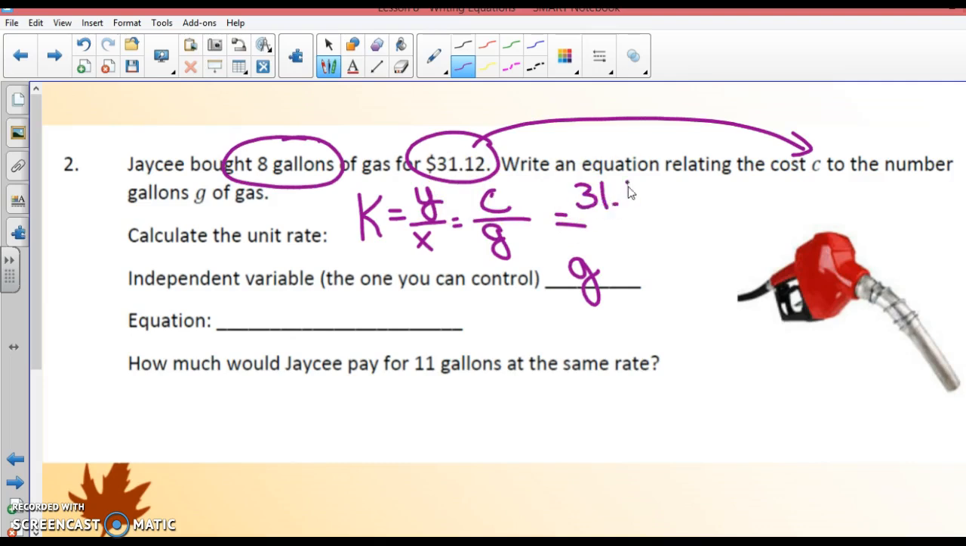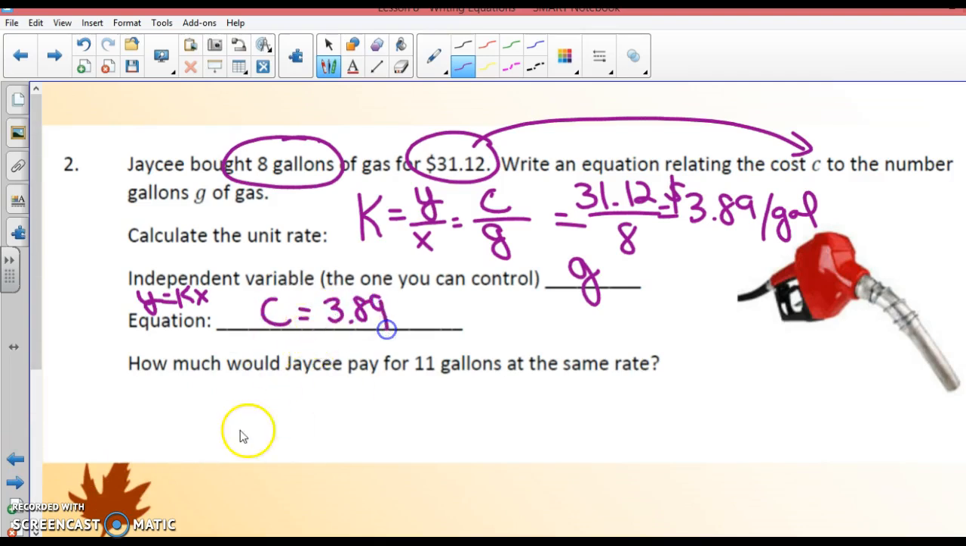Cost per gallon. 31.12 divided by 8 is 3.89. So our unit rate or K value, constant of proportionality is $3.89 per gallon. So our equation, remember our equation is Y equals KX. But I'm not going to use these variables, I'm going to use what they gave us. What are we using for Y? C. C equals K, which is 3.89 per gallon. X is gallons.